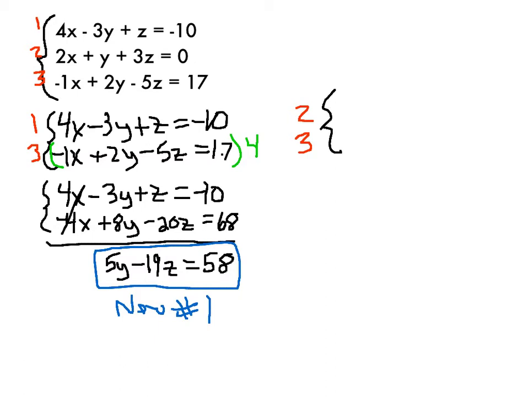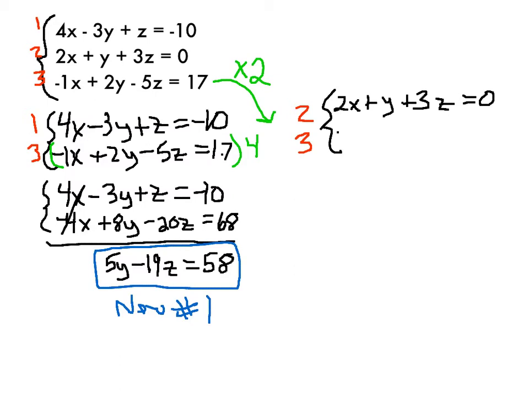When you group the second and the third, you'll get 2x plus y plus 3z equal to 0. I'm going to need to eliminate the x's here, right? If this is a 2, the number in front needs to be a negative 2. So I'm going to multiply this whole thing times 2, and I'm going to put that as my number 3 equation.